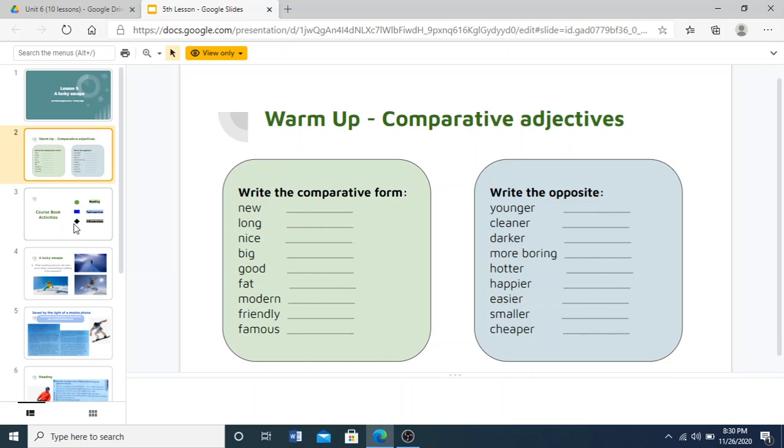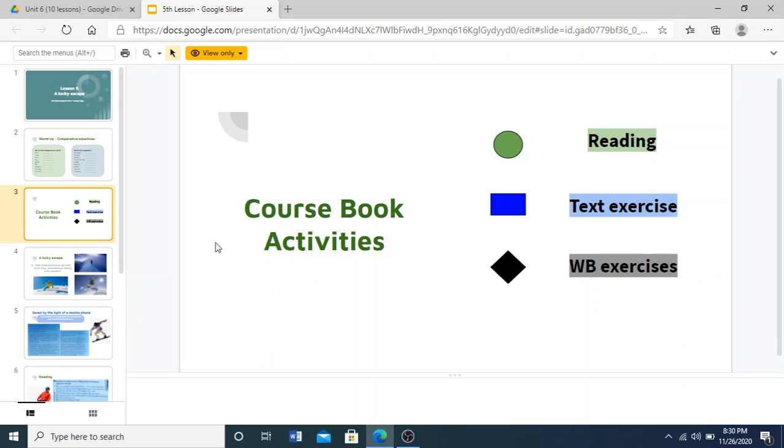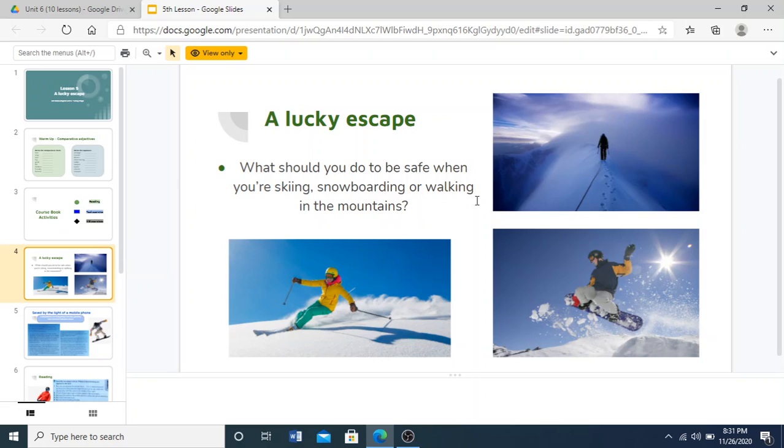So we go to what we have to do today. We have a reading exercise to do today, and also we have a text exercise and also the workbook exercise. So let's go into what we have to do today. Remember, the topic is a lucky escape. A lucky escape. So let's go.